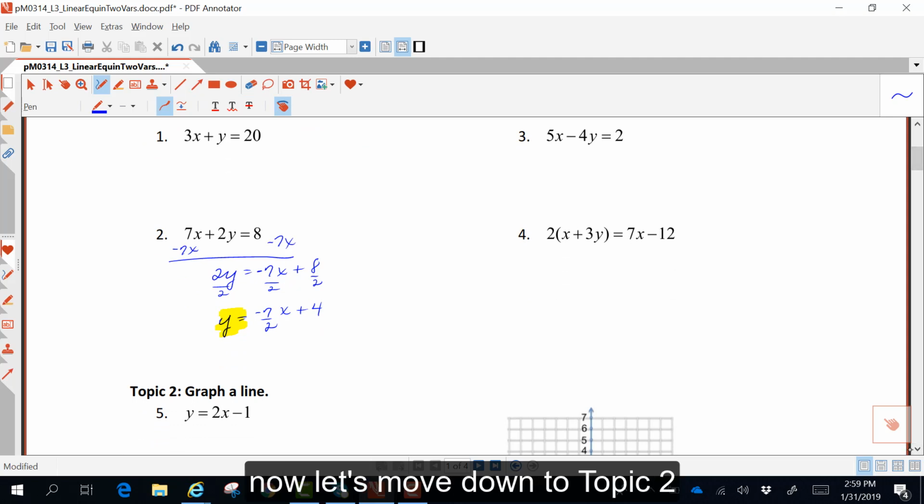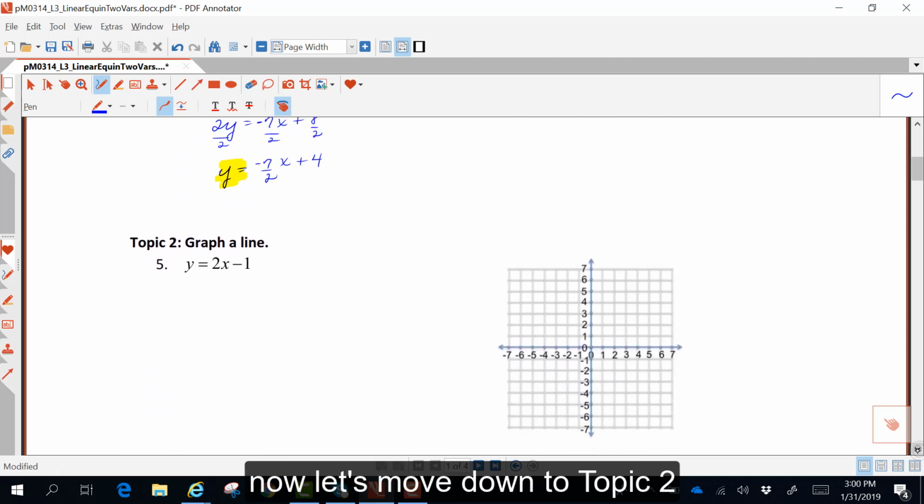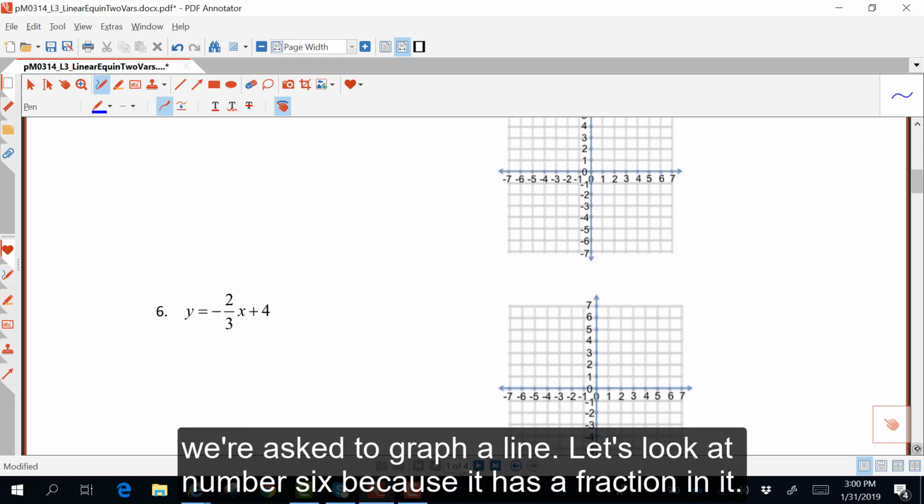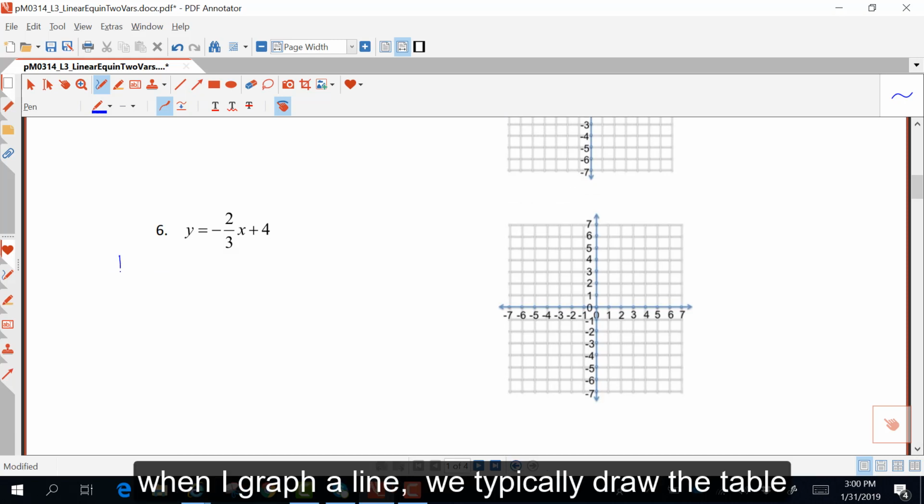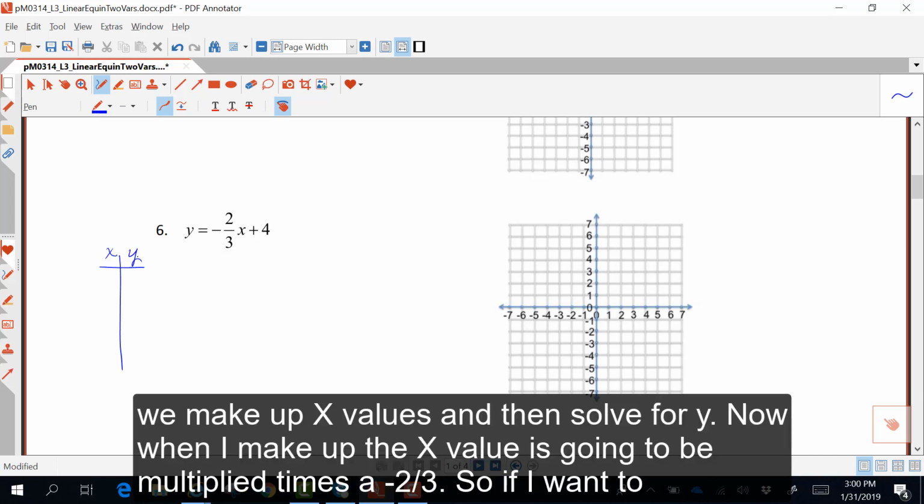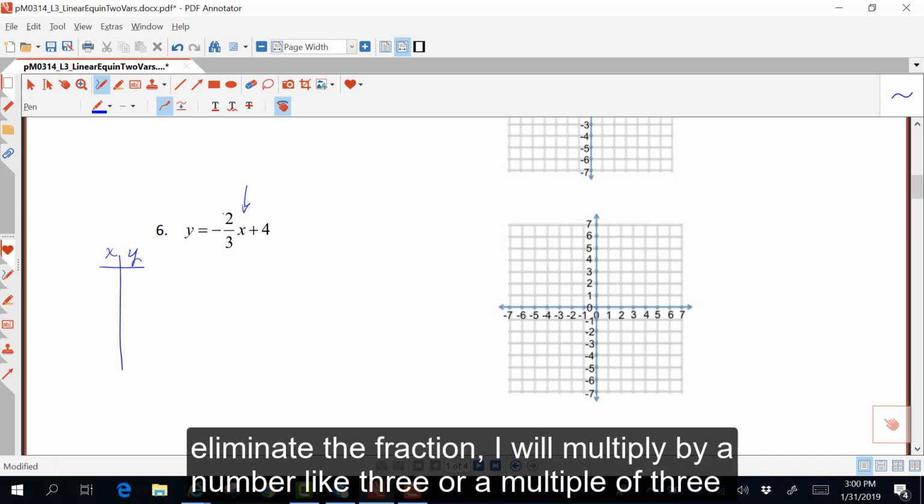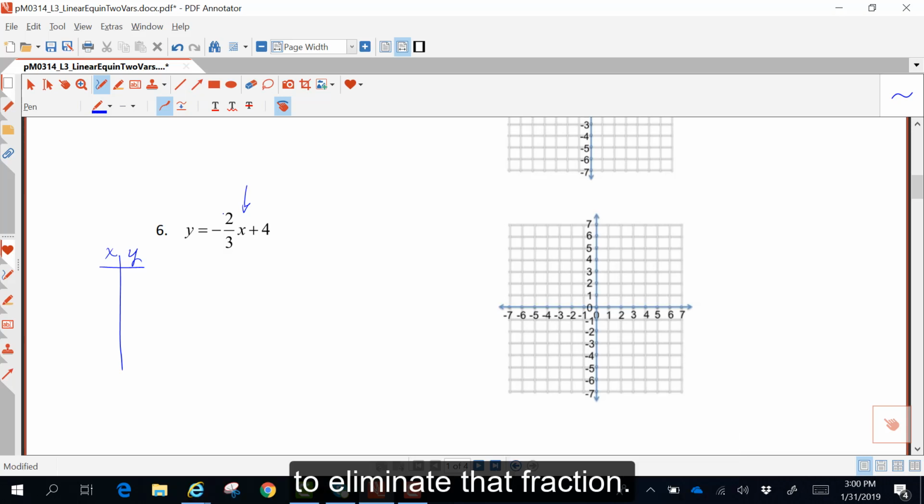Now let's move down to topic 2. We are asked to graph a line. Let's look at number 6 because it has a fraction in it. When I graph a line, we typically draw a table. We make up x values and then solve for y. Now when I make up an x value, it's going to be multiplied times a negative 2/3. So if I want to eliminate the fraction, I will multiply by a number like 3 or a multiple of 3 to eliminate that fraction.